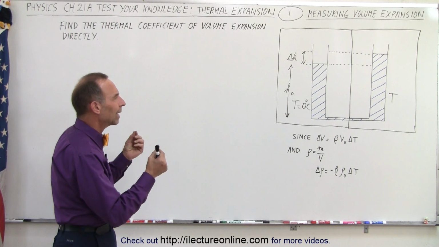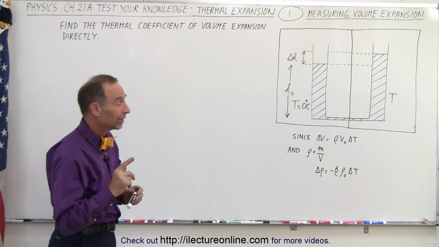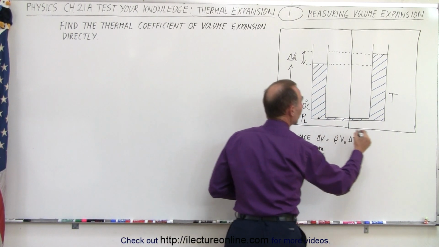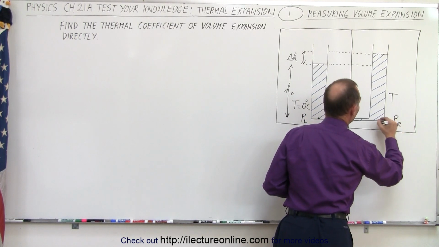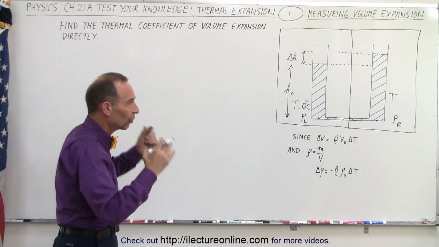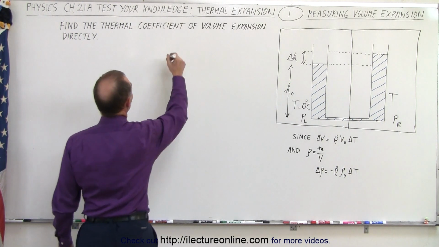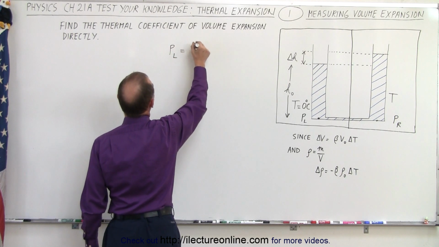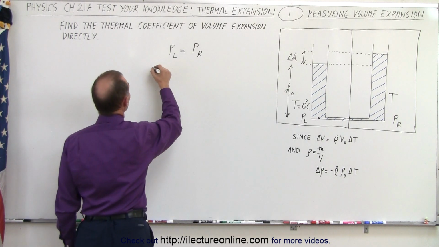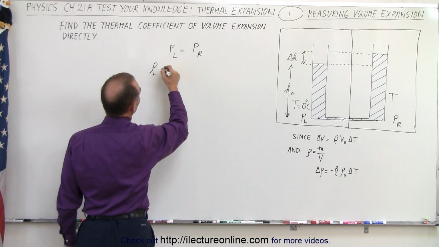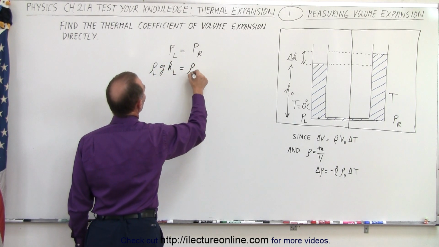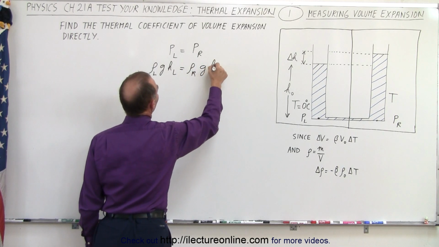So how do we calculate the volume expansion of the liquid? Well, the key is to realize that the pressure on the left side must equal the pressure on the right side. The pressures must be the same regardless of the height of the columns or anything else. That is for sure. So we can say that the pressure on the left must equal the pressure on the right. And of course, the pressure inside the liquid is due to the density on the left times g times the height on the left, and that is equal to the density on the right times g times the height on the right.